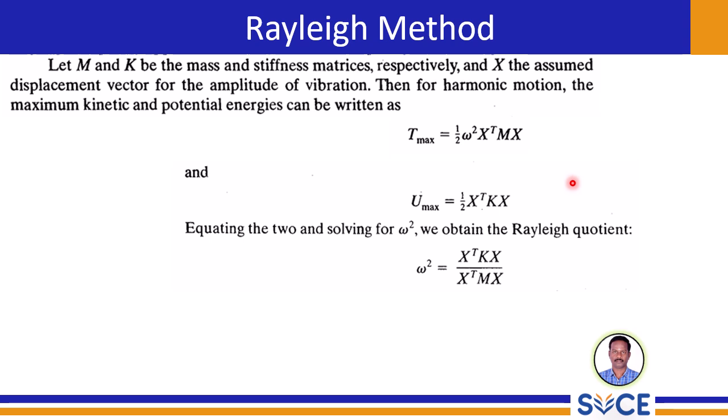As shown here, M is the mass matrix and K is the stiffness matrix. The mass matrix represents the mass distribution within the system. The matrix K represents the restoring force within the system. X is the assumed displacement vector representing the amplitude of vibration of different parts of the system. This X vector essentially describes our assumed mode shape in terms of the displacement of the system's degrees of freedom.